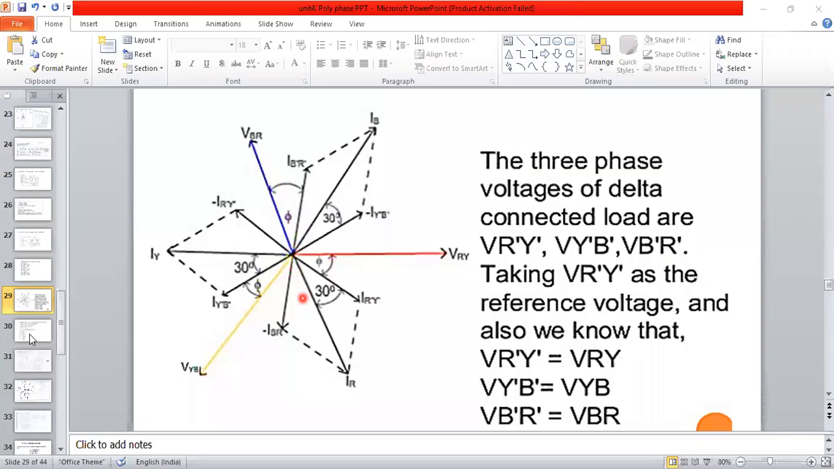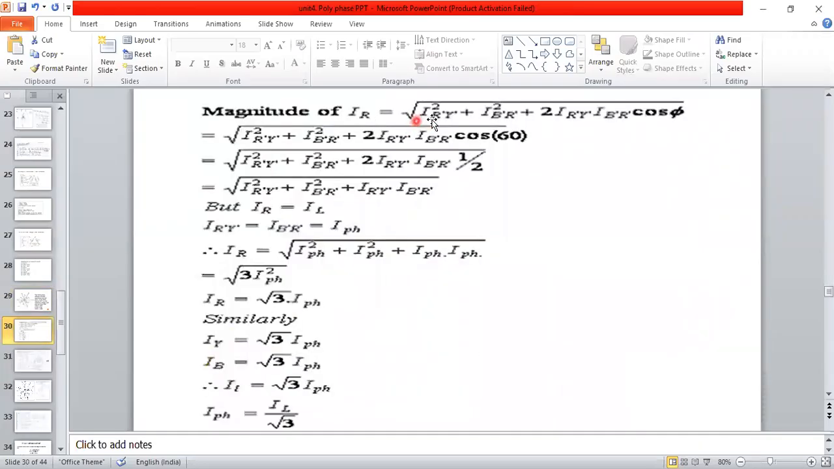Same like in star connection, IR equals square root of IR'Y' square plus IB'R' square plus 2 IR'Y' IB'R' cos phi. Phi is the difference between these two phases, which is 60 degrees, so we used cos 60. Cos 60 equals how much? 1 by 2. This 2 and this 2 get cancelled. So this we have written here.